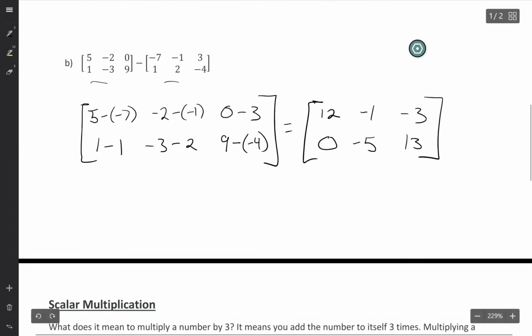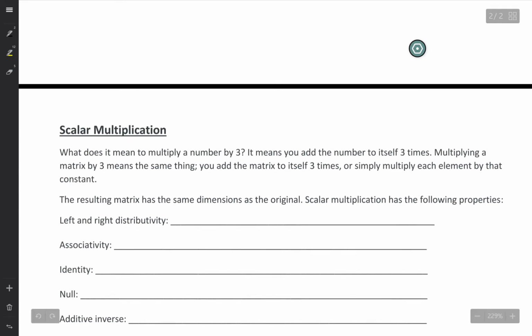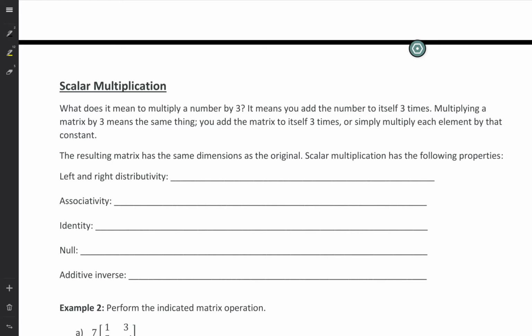So we can make these more complicated by multiplying by a scalar. A scalar is like a constant multiplier. It's nothing really crazy. If you're multiplying by 3, it just means you're adding the number to itself 3 times. And multiplying the matrix by 3 means the same thing. You add the matrix to itself 3 times, or simply multiply each element by that constant. So it's kind of distribute-y a little bit. It goes into each element, but it's not the distributive property, so you have to be really careful with it.